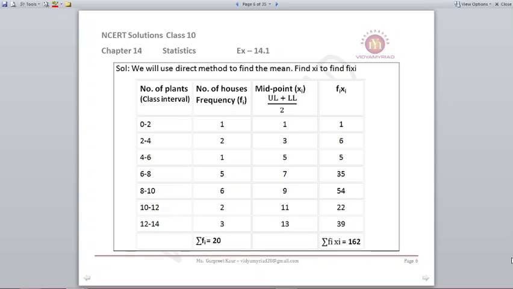Add all the frequencies, these are small in numbers. When you took out xi, that is also small in numbers. So we can use the direct method in this case. What is the direct method? Sigma fi xi upon sigma fi.